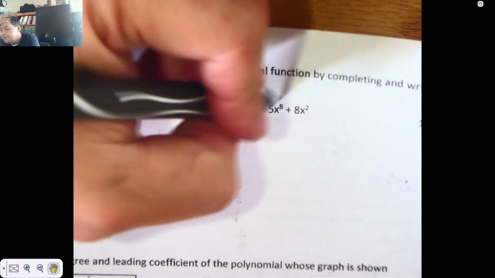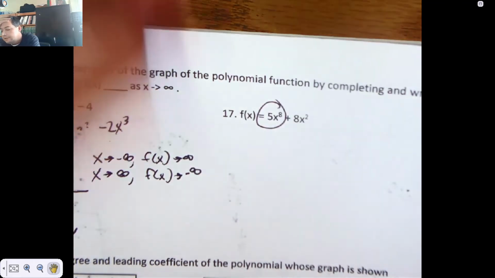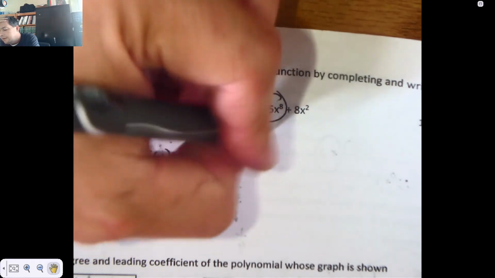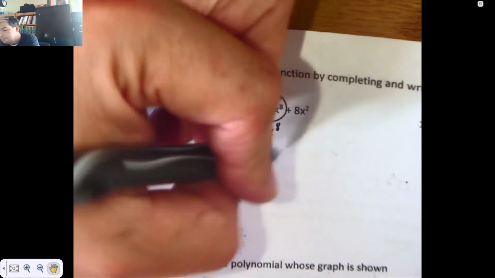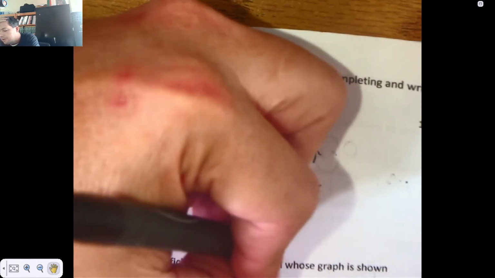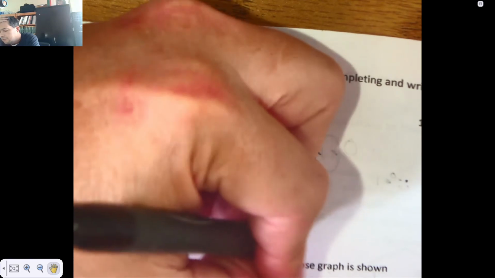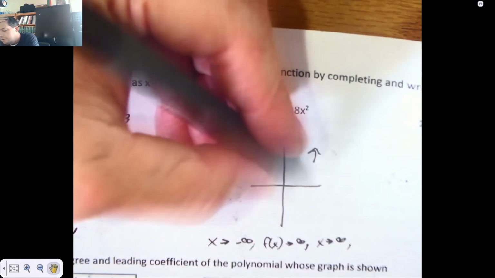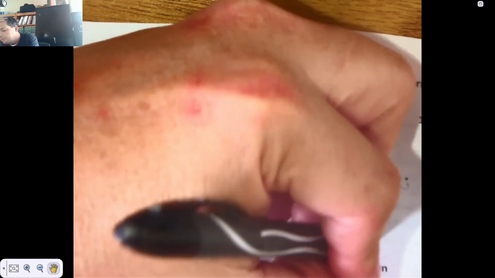17, my emphasis is right there, 5x to the 8th. That is my power function. It's 5x to the 8th power. That's a positive x to the even, start high, end high. So as x approaches negative infinity, the y values approach infinity. And as x approaches positive infinity, the y values also approach positive infinity.